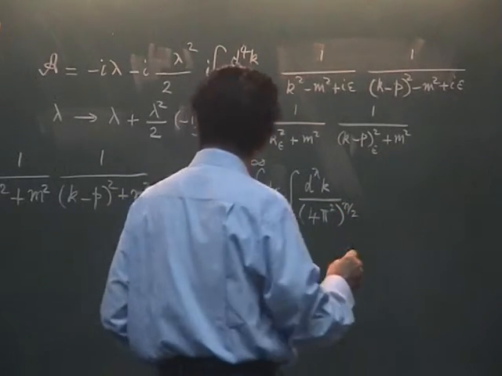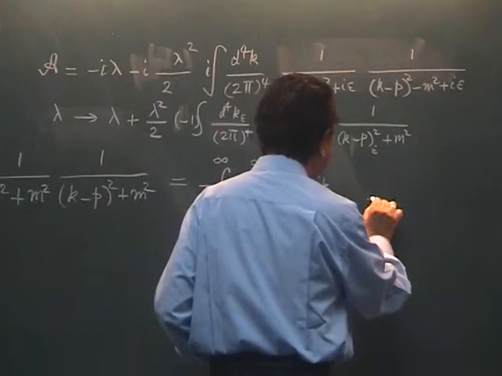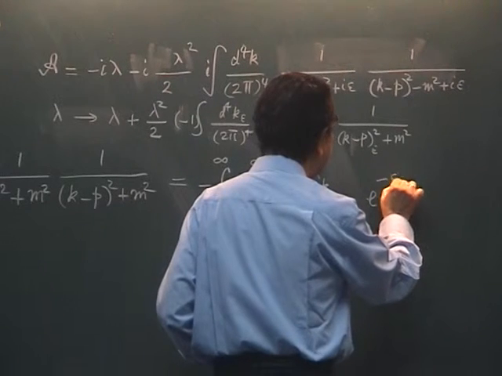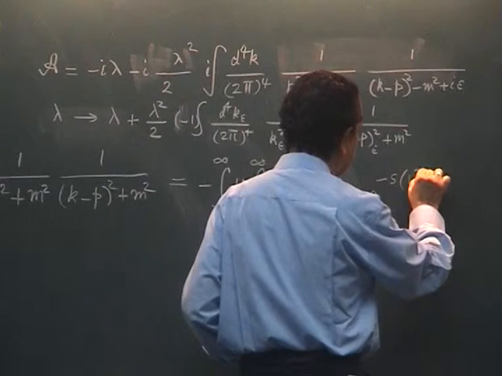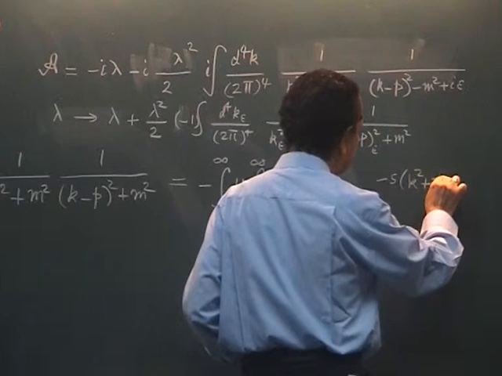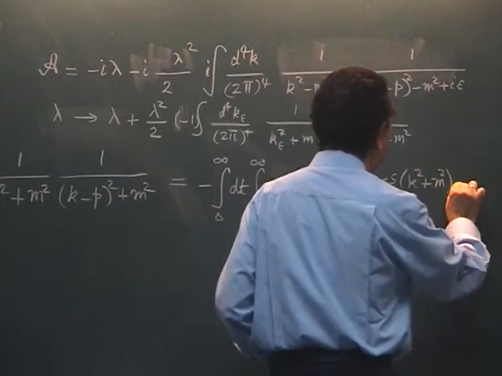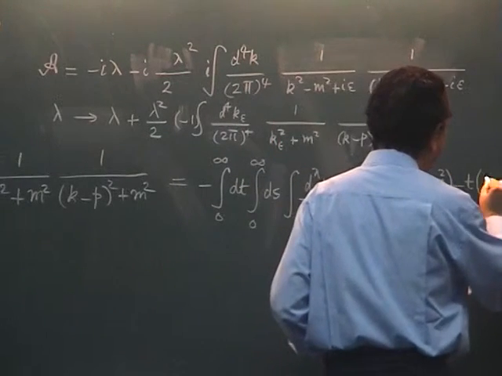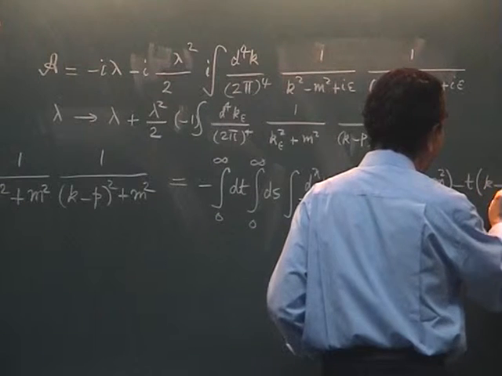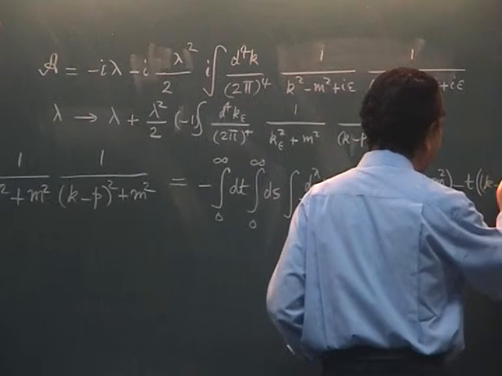Then we want to write these two differently as e to the minus, let us say s into k square plus m square minus t into k minus p the whole square plus m square.